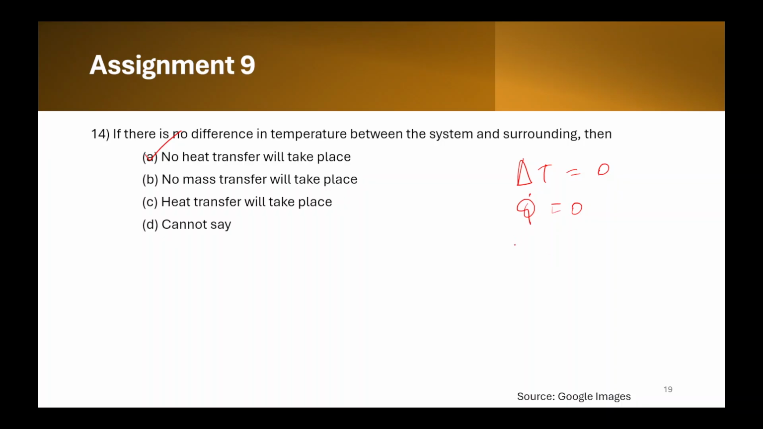Such cases can also be called adiabatic systems because there is no temperature difference between the system and surrounding. So heat transfer from system to surrounding or surrounding to system is 0. So this can also be an example of an adiabatic system.